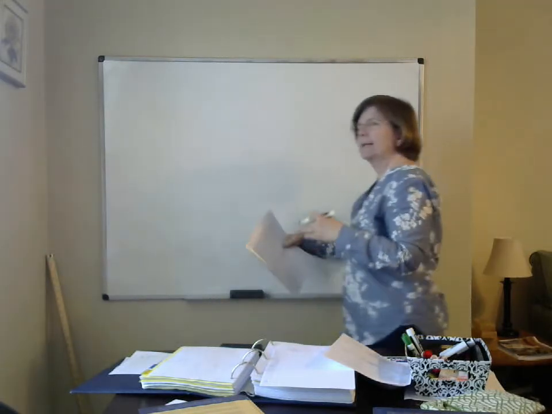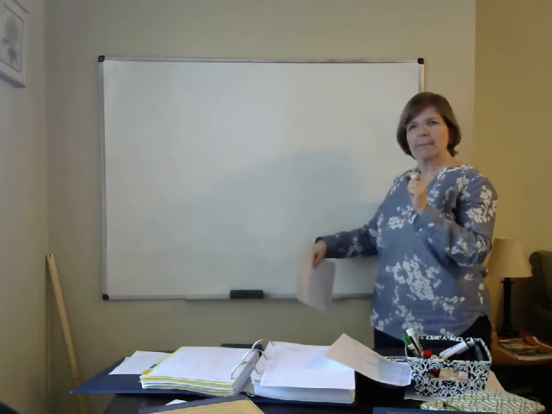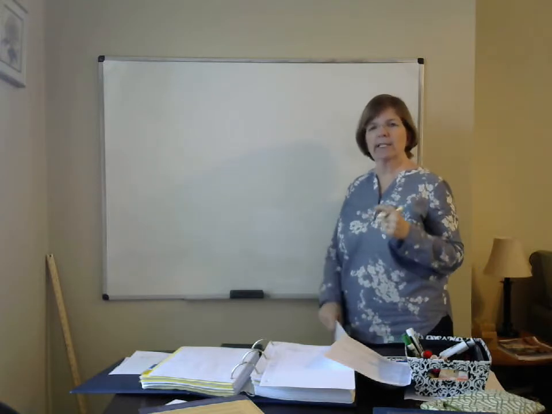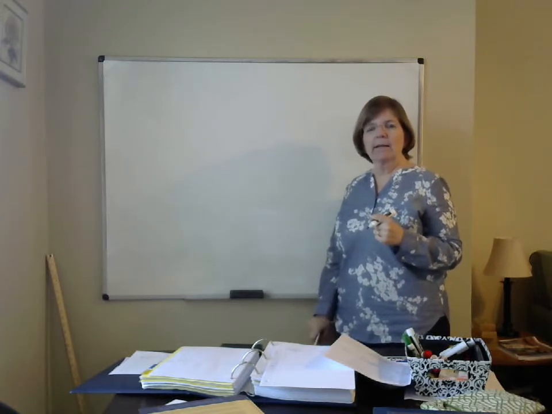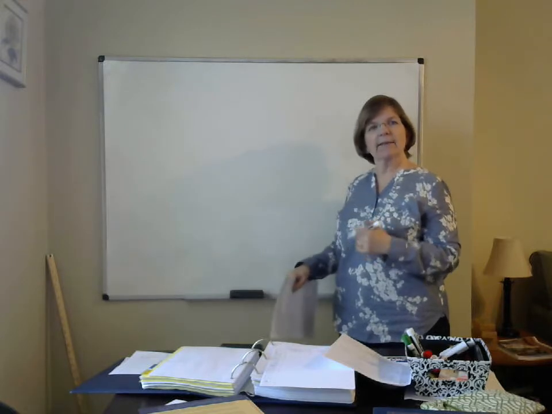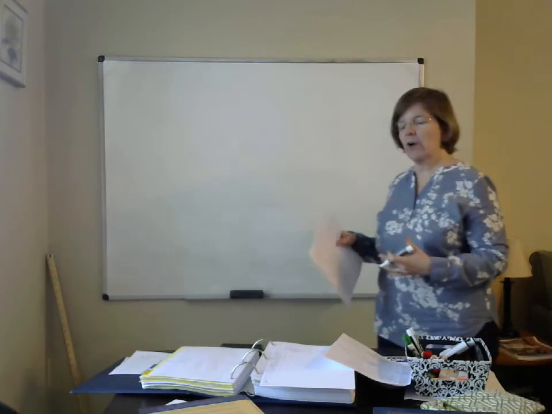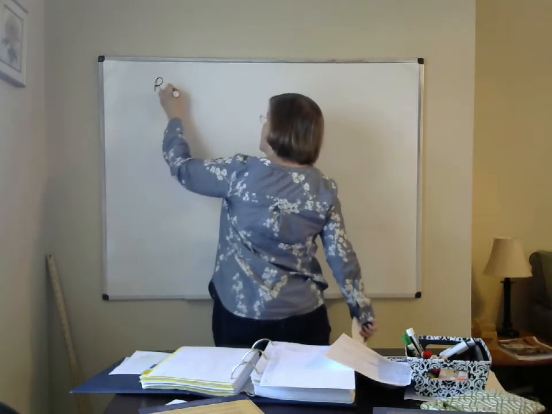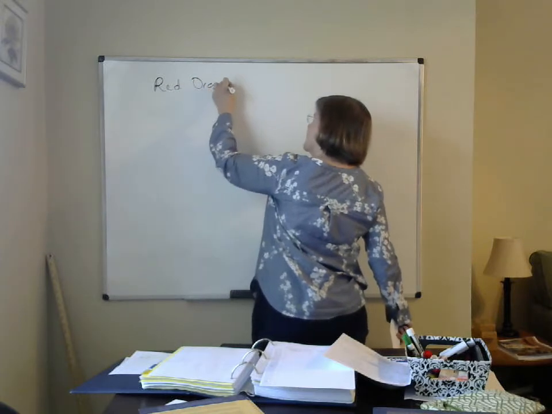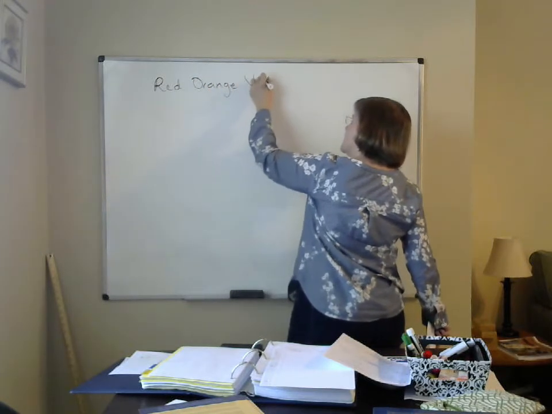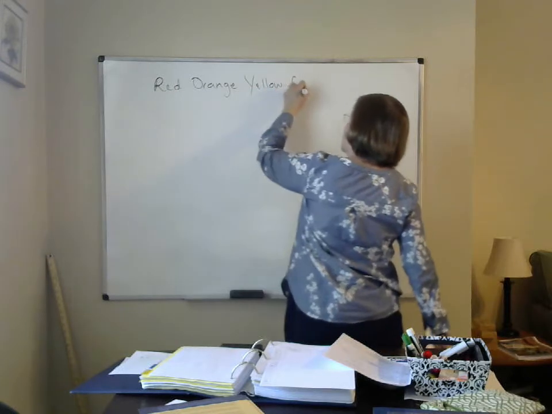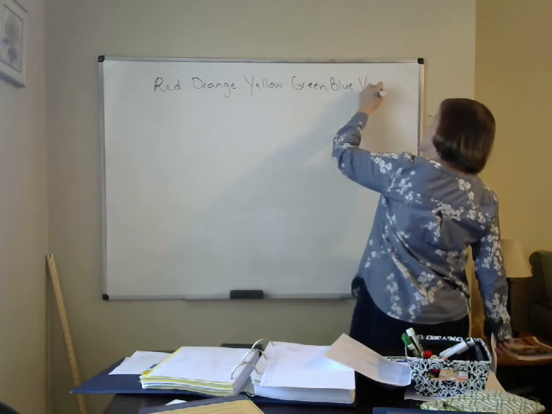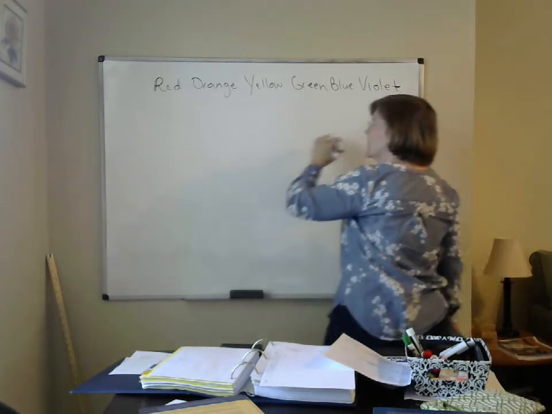Even though visible light is the narrowest band of the spectrum, the smallest part of it, it's the one we're most interested in because it's the only part of the electromagnetic spectrum that our eyes can see, that the cones and rods inside the retina of our eye can sense. If we put those in order, that's red, orange, yellow, green, blue, and violet. That's the order of the spectrum.